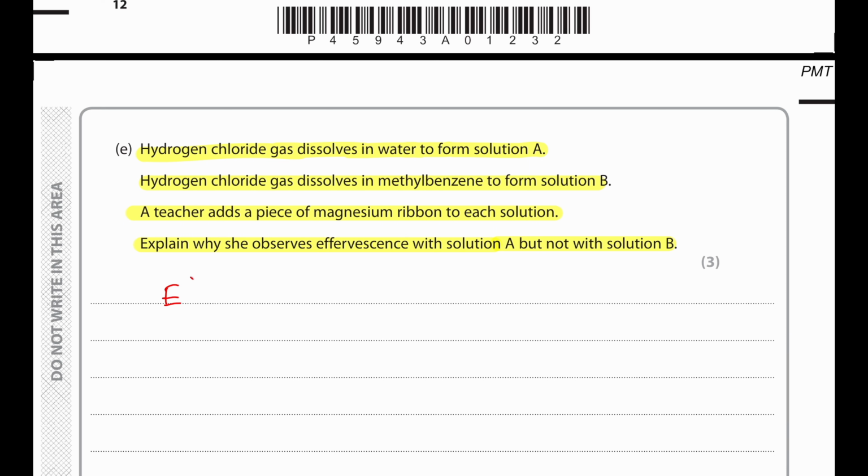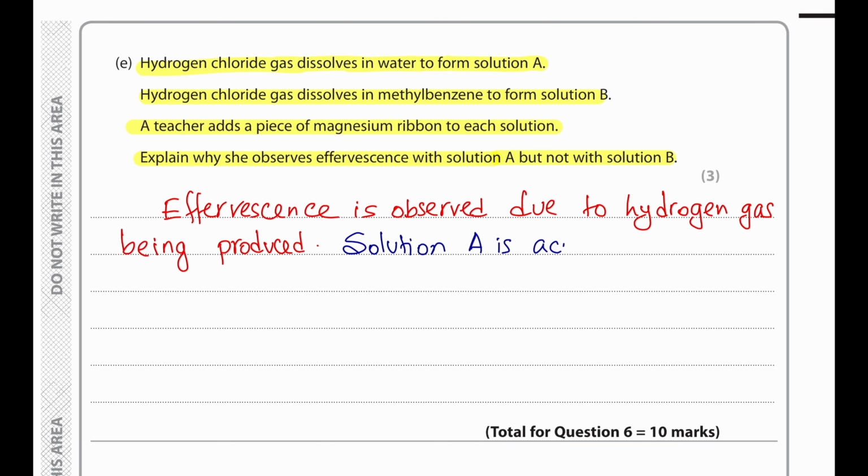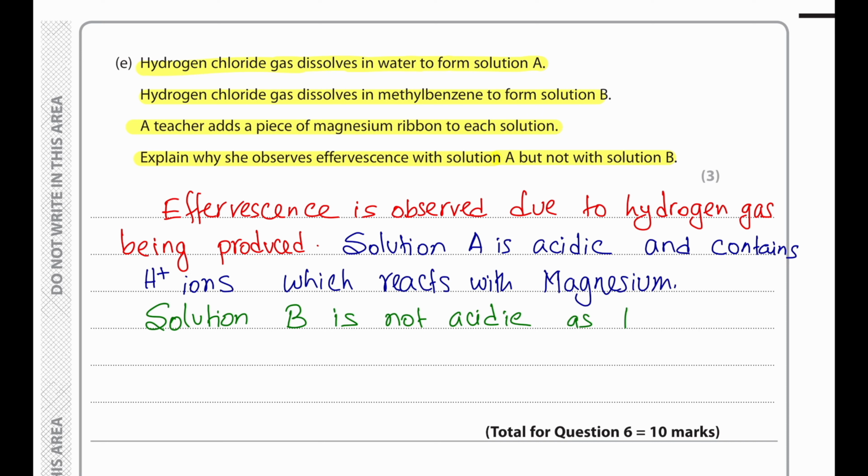The effervescence is produced due to hydrogen gas. Solution A is acidic, so it contains hydrogen ions, which produce hydrogen when reacting with magnesium. Solution B is not acidic and thereby does not contain hydrogen ions, because the hydrogen chloride gas is dissolved in methyl benzene, where it is unable to dissociate or ionize into hydrochloric acid.